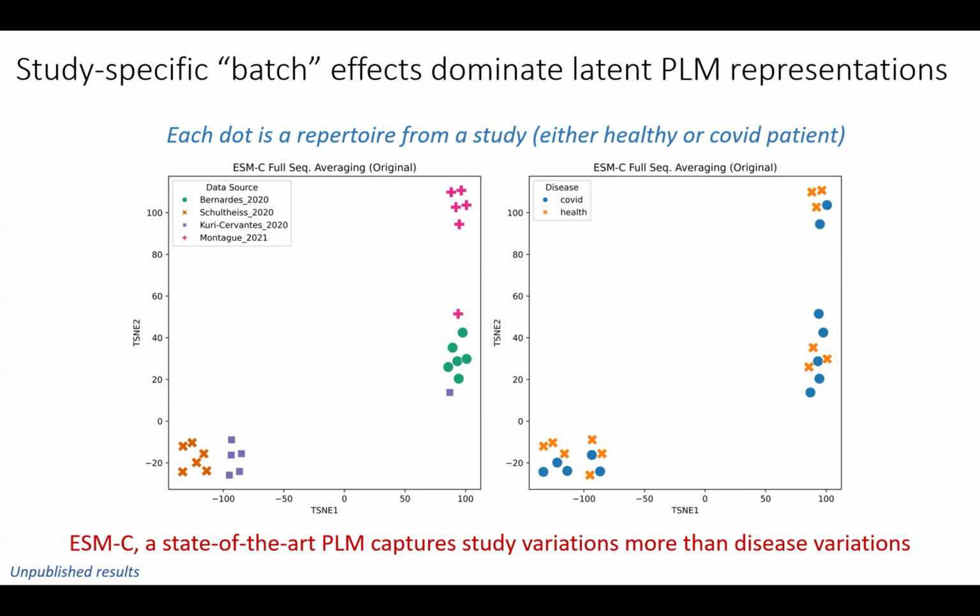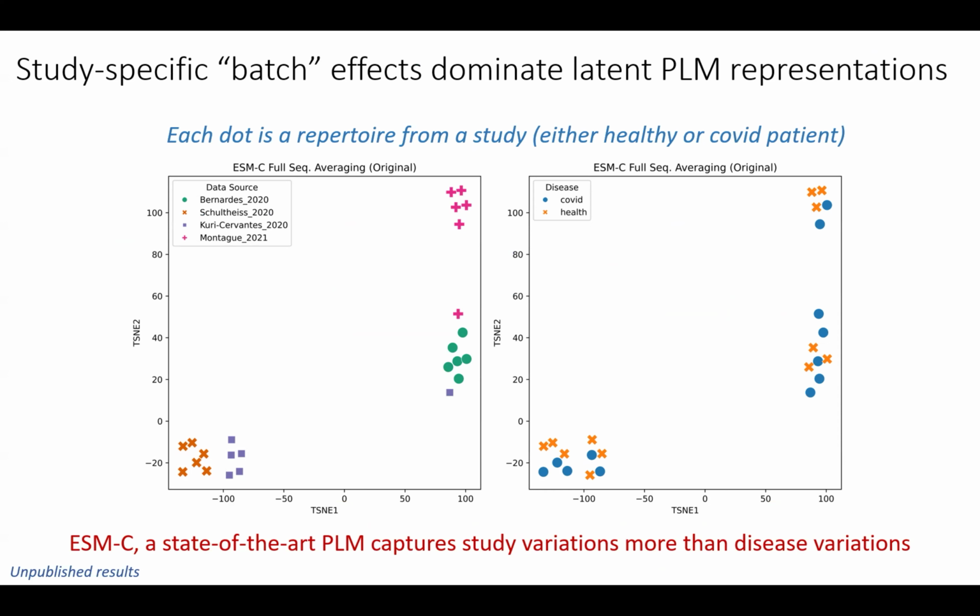This is ESMC, which is basically a state-of-the-art model. And what I'm showing you here, every dot is an individual, so it's a collection of BCRs in each dot. The plotting here is done using an optimal transport-based distance between individuals. I can talk about that later. But the very stark takeaway from this is that the model is actually better at distinguishing studies than it is at distinguishing condition. On the left, I'm plotting those points by their study. On the right, I'm plotting it by their condition.